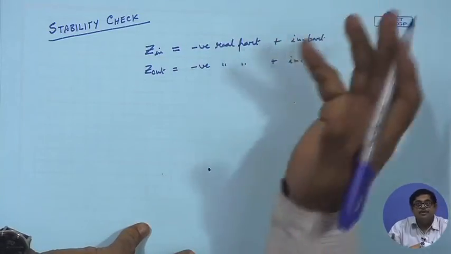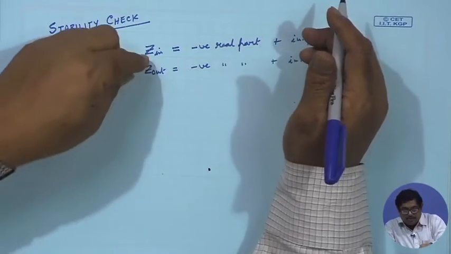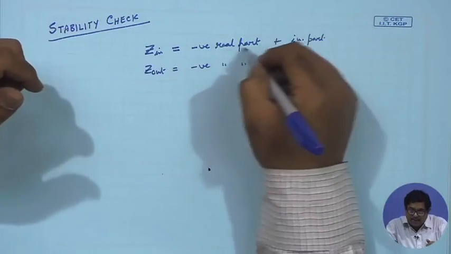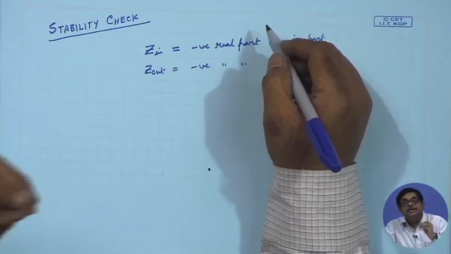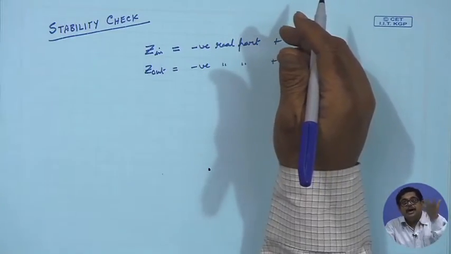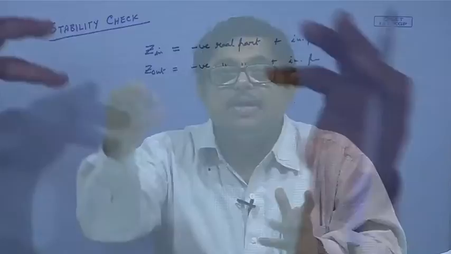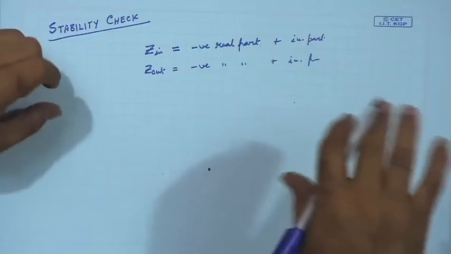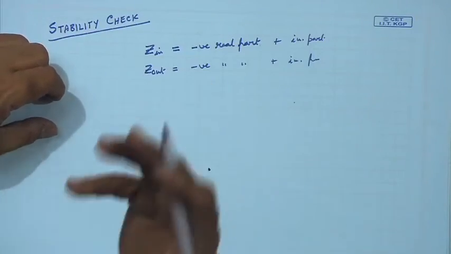It is obvious, because then whatever I am giving, suppose Zin has a negative real part, whatever signal I am giving, the signal will start building up and then it will start oscillating. Similarly in the Zout, whatever reflection is coming will start picking up and the device will start oscillating.